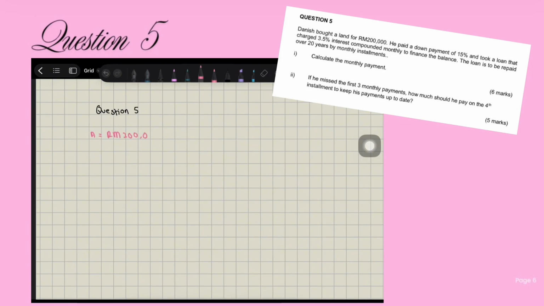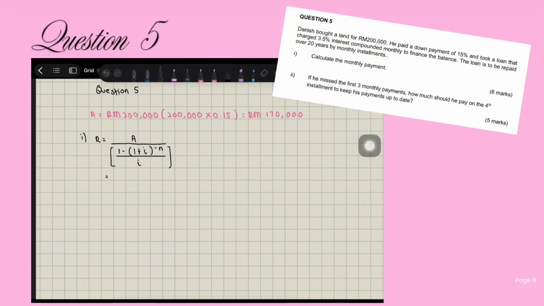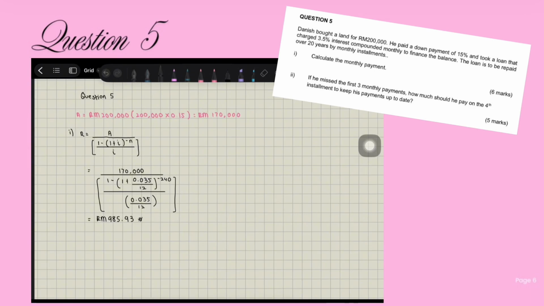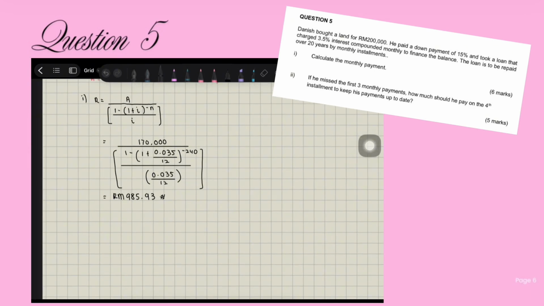For the last question 5, question number 1, I use the present value of annuity formula to find the monthly payment R. The amount needed is 170,000. The annual interest rate is 3.5% and the loan period is 20 years. First, I convert the annual interest rate into a monthly interest rate by dividing 3.5% by 12. Then I substitute all the values into the formula. After calculating, I get R equals 985.93.